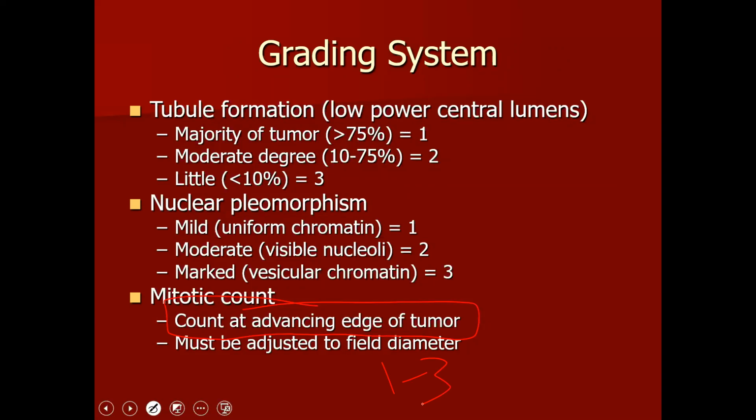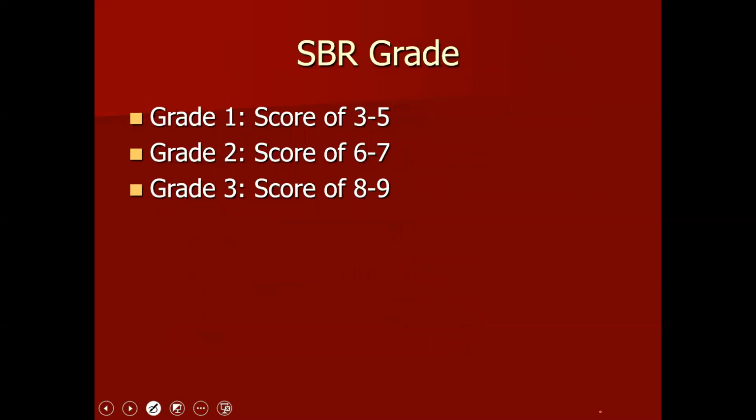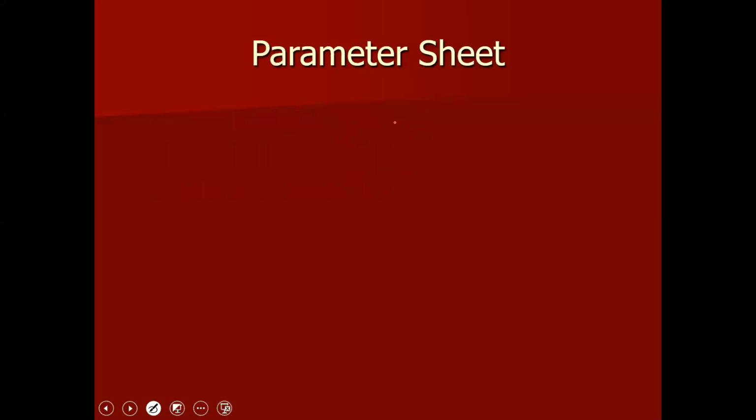So if this is going to be 1 to 3, this is going to be 1 to 3, and this is going to be 1 to 3, then you can quickly identify that if I summate down this row, I'm going to have a score anywhere from 3 to 9, right? Because I've got to add up all 3 of those scores. And so the way this works is if I'm at 3 to 5, then I'm going to have grade 1. If I'm at 8 or 9, I'm going to have grade 3. I just remember this as 6 and 7 is grade 2. Below that is grade 1. Above that is grade 3. So that's how we're going to make our SBR grade.